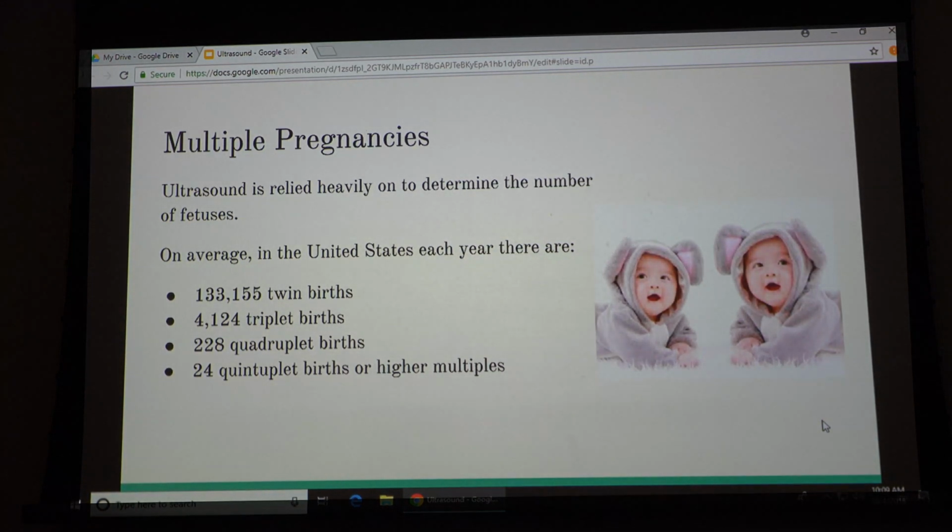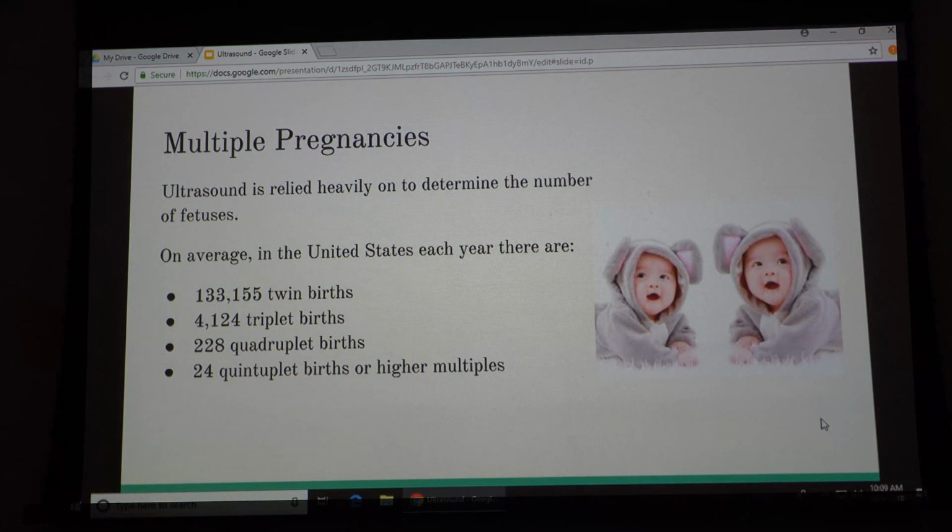And next is multiple pregnancies. So ultrasound is relied on heavily to determine the number of fetuses. On average in the United States each year, there are over 133,000 twins, over 4,000 triplets, 228 quadruplets, and 24 quintuplet births or higher multiples.